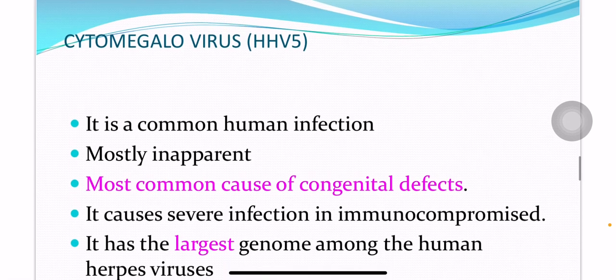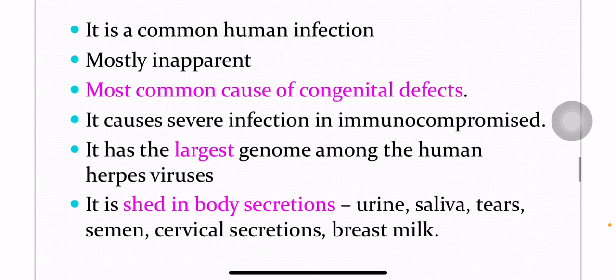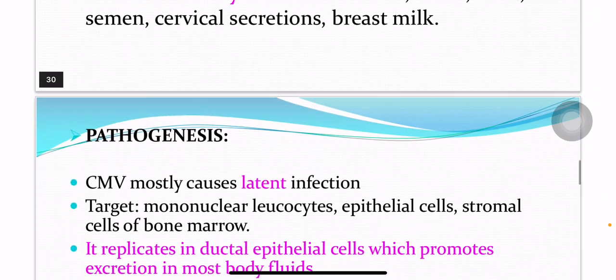Then cytomegalovirus, or human herpes virus type 5. It is a common human infection which is mostly inapparent and the most common cause of congenital defects. It causes severe infection in the immunocompromised. Cytomegalovirus has the largest genome among the human herpes viruses. It is shed in all body secretions: urine, saliva, tears, semen, cervical secretions, and breast milk.